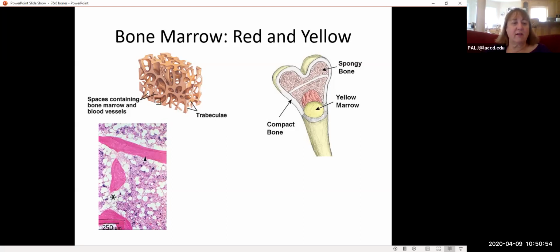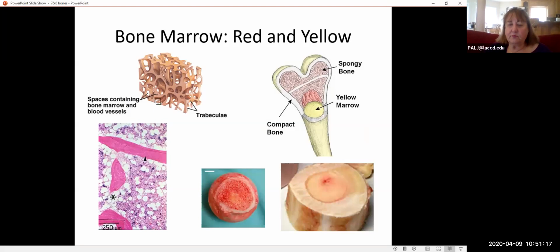But when you look at the microscopic picture on the bottom left, the dark pinkish things, those are the little bony trabeculae. And you can see that those spaces are actually full of this tissue, which is the red bone marrow. And it's in the red bone marrow that the process of hematopoiesis is going to take place.